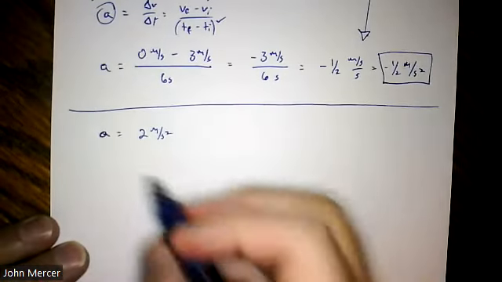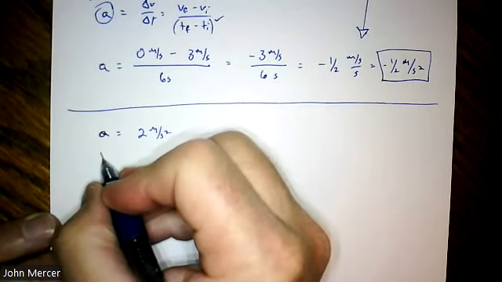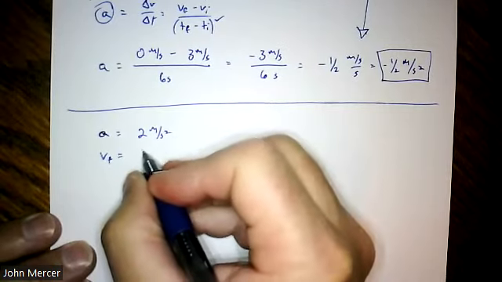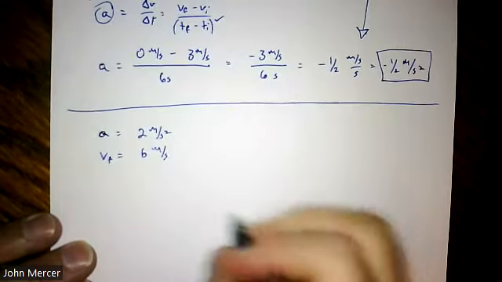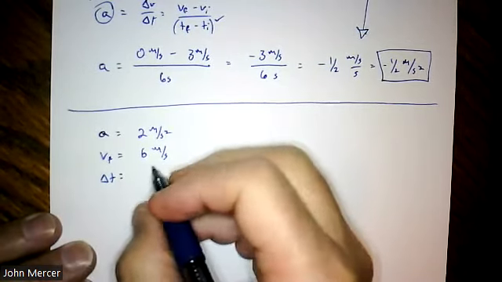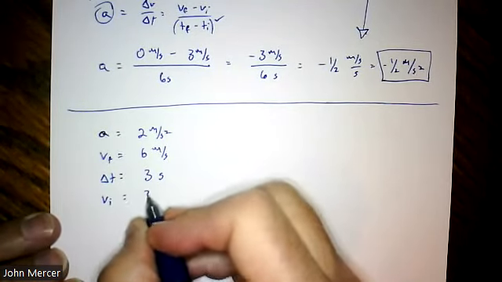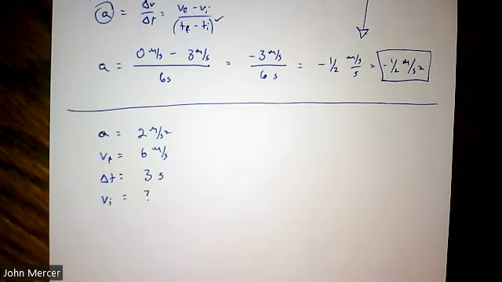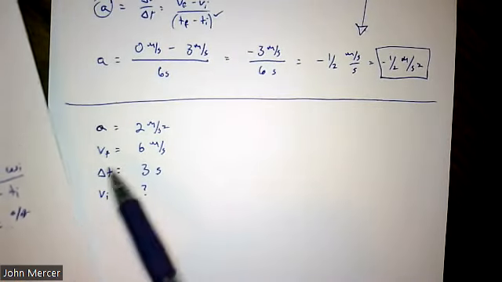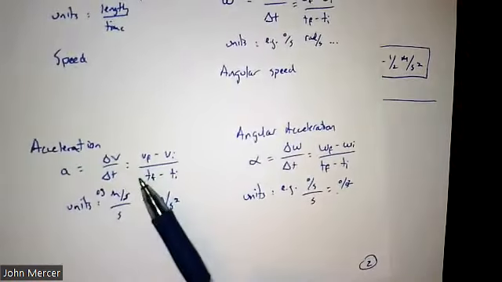All right, so let's do another one. Let's say the acceleration is 2 meters per second squared, and my final velocity is 6 meters per second, and my delta t is 3 seconds. What is my initial velocity? Well, now all I need to do is pick an equation that has VI in it, VF, delta T, and A. I go through my equations, and again, I come back to this one right here.